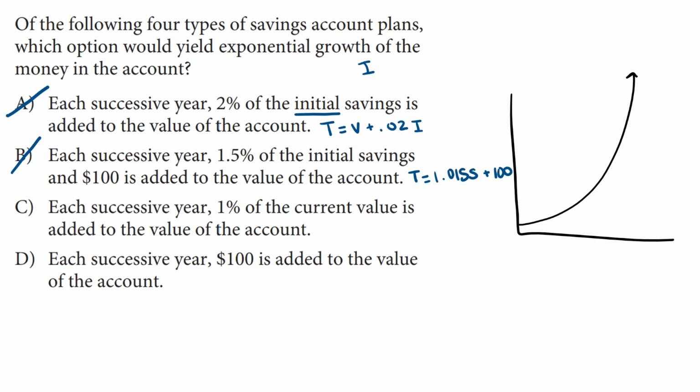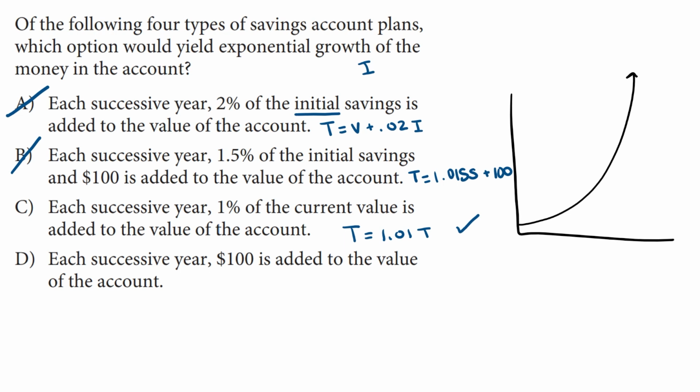So C says each successive year, 1% of the current value is added to the account. Now this is going to be exponential because our total is going to be 1.01 times our current value. So then that's in year 1. In year 2, it's 1.01 times 1.01 times T. So now it's grown even more. And then we're going to keep compounding that. So because of that, it's going to grow and grow and grow at an exponential rate. So this is most likely it.